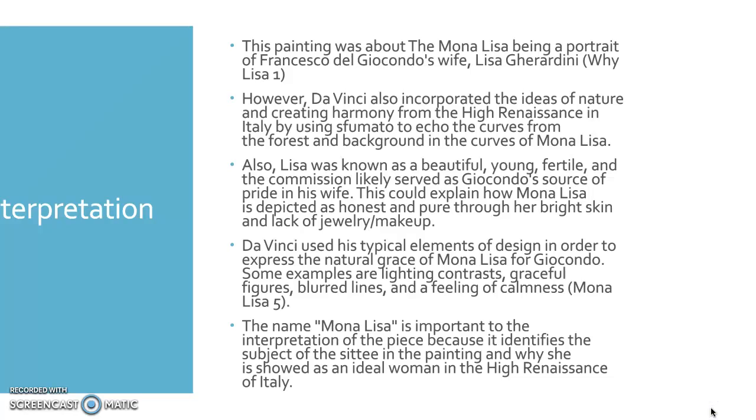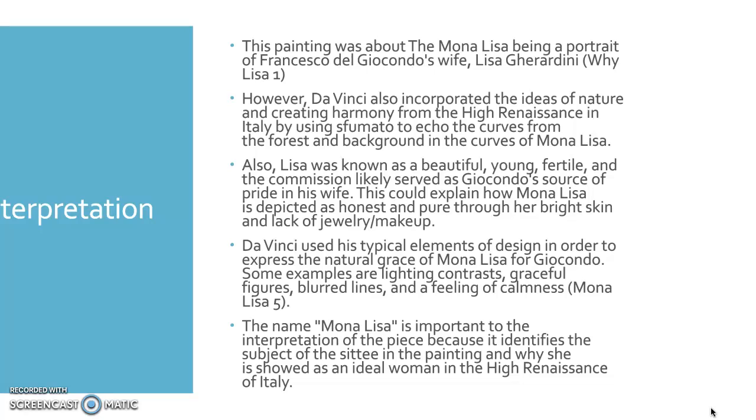Interpretation. This painting was about the Mona Lisa being a portrait of Francesco del Giocondo's wife, Lisa Gherardini. However, Da Vinci also incorporated the ideas of nature and creating harmony from the High Renaissance in Italy by using the sfumato to echo the curves from the forest in the background and the curves of Mona Lisa, so that they all kind of blend together.